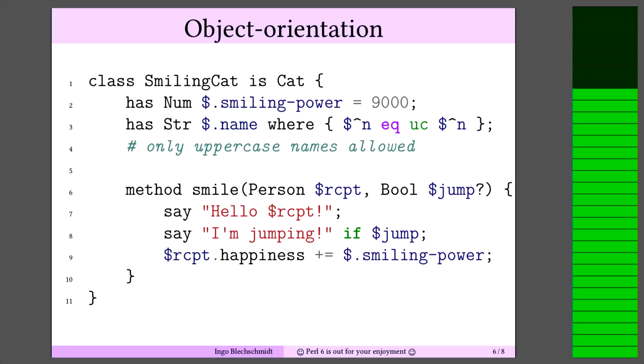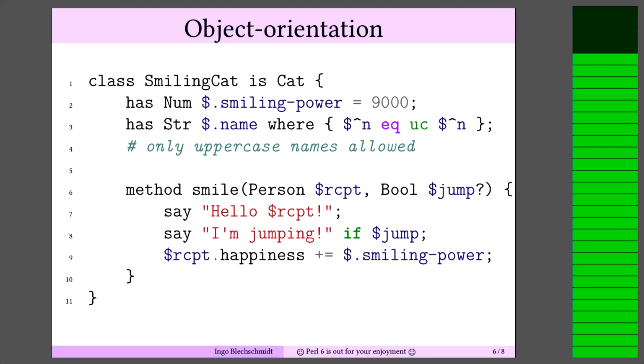Here's how you do object orientation in Perl 6. So you have a class keyword, a proper keyword, you have inheritance, you can define accessors. If you want to, you will also get automatically created getters and setters. In line 3, you see a subtyping declaration. So the name of such a kit should consist only of uppercase letters. If you want to, you can also give a proper name to this subtype and then use it several times.